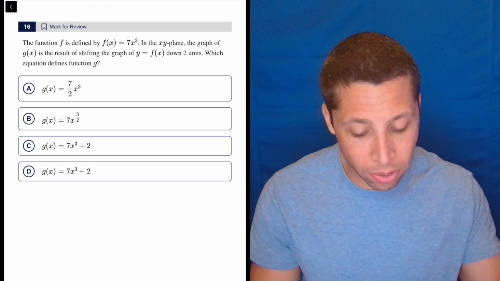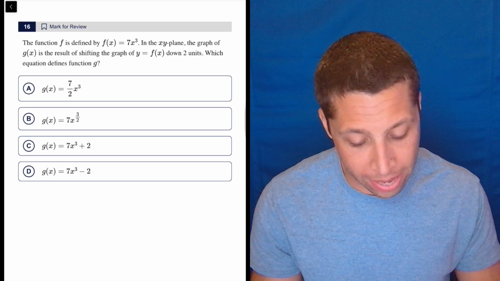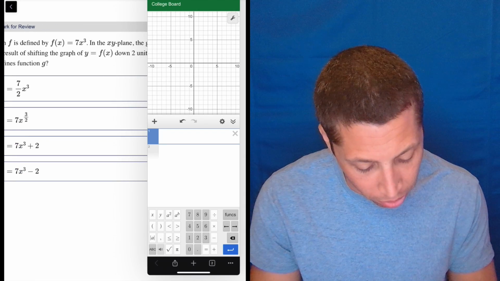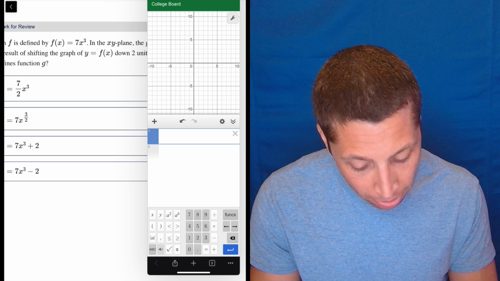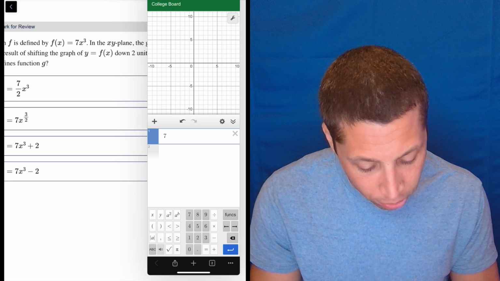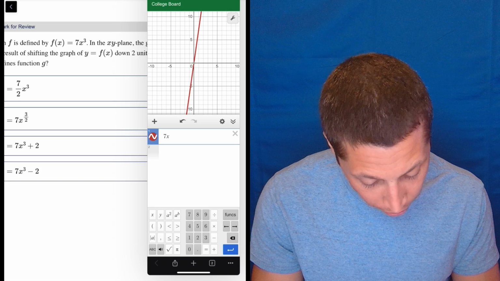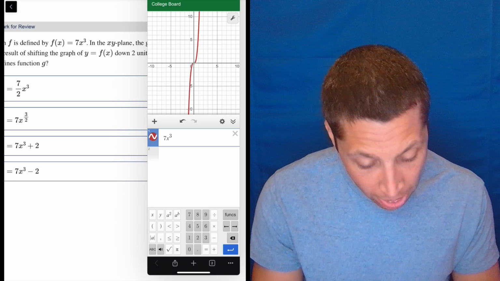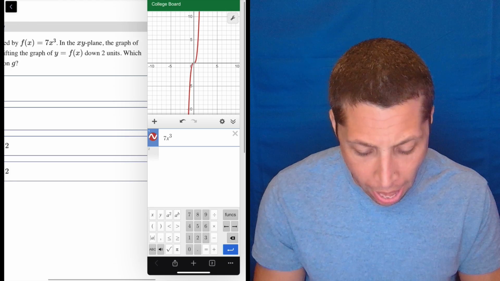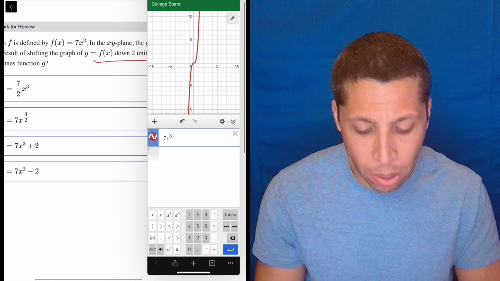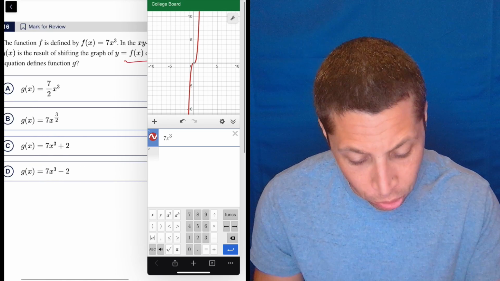So we have to shift this graph 2 units down. So I can do that. I can put the f of x, but just to show you, this is a place where we can leave it off. So f of x equals 7x to the third. And we get some weird looking graph, that's fine. But now just pay attention to what they want, right? They want us to shift it 2 units down. I know it sounds a little weird just to say it, right?